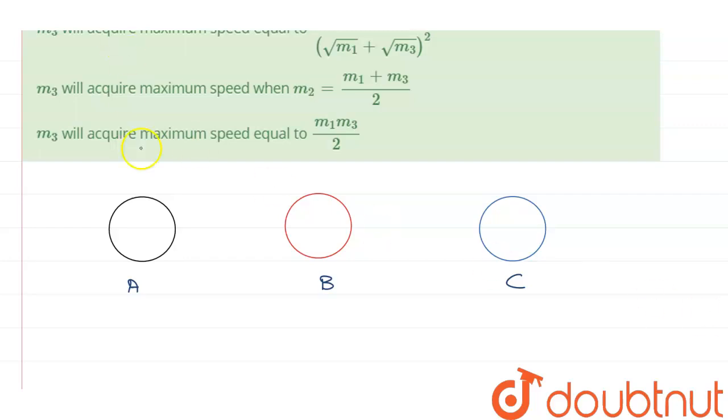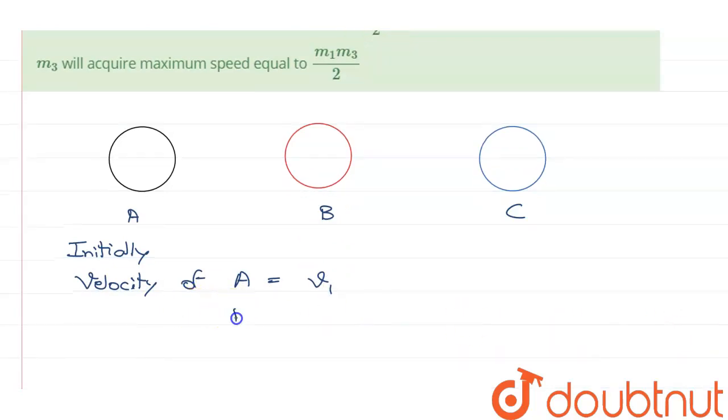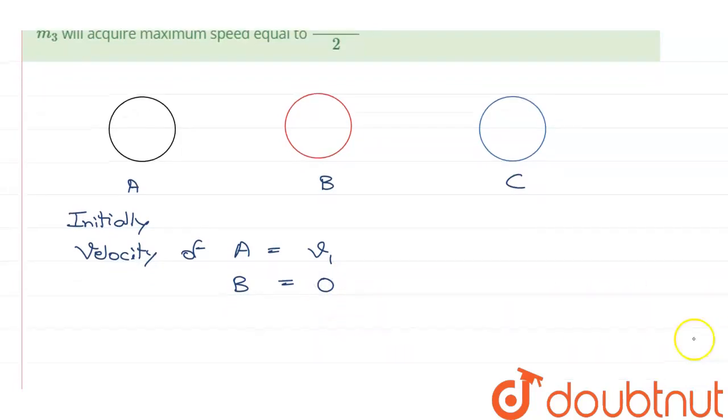So, let's talk about the initial conditions. Initially, velocity of A is equal to v1. This is given in the question. And the other two spheres were at rest. So, velocity of B is equal to 0 and velocity of C is equal to 0.